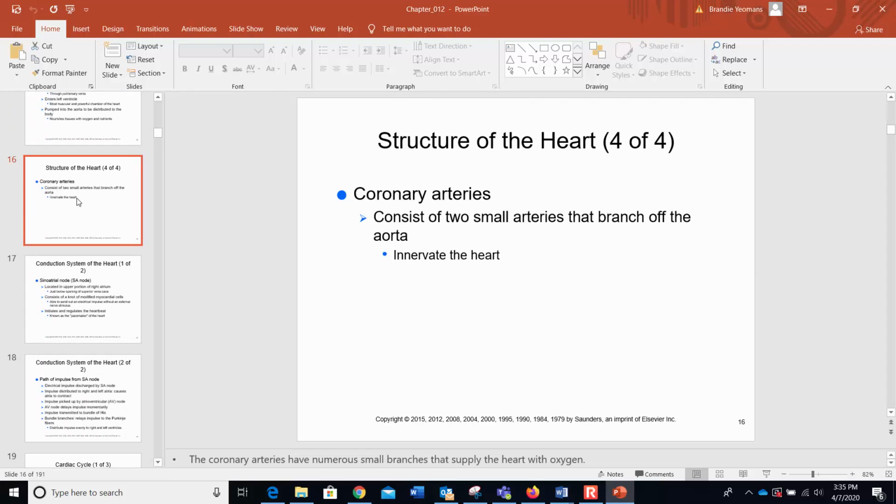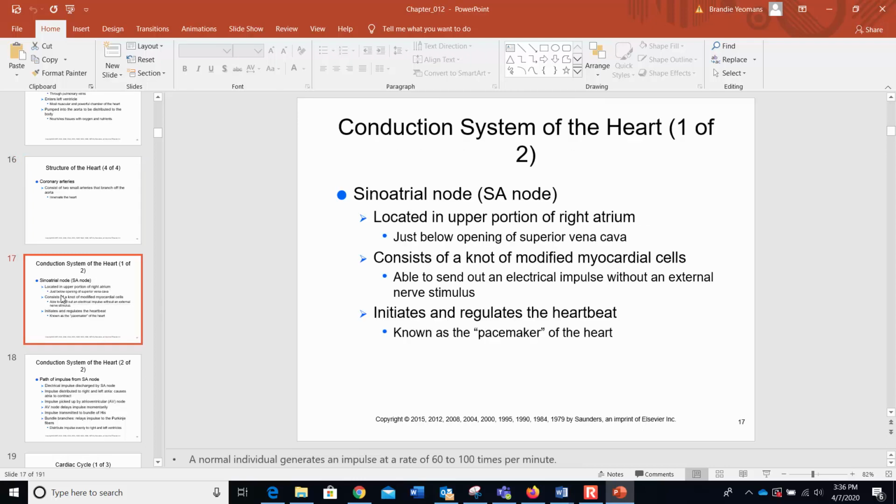So what about those coronary arteries? Remember, corono, if you remember from terminology, that means crown or circular. So the coronary arteries are those 2 small arteries that branch off the aorta, and they go around the heart, and we want to make sure that those have always got good circulation.